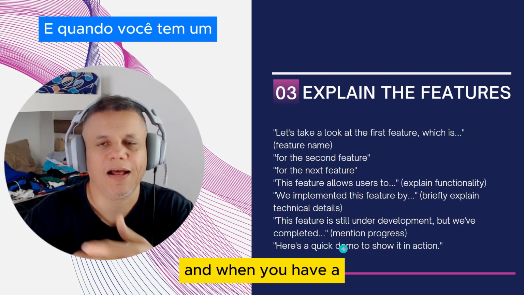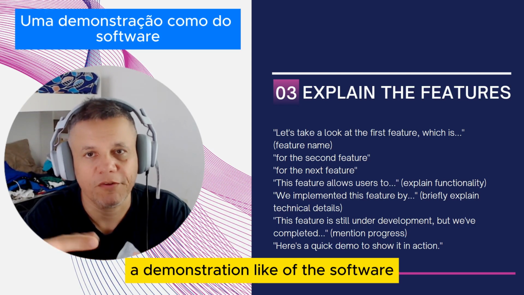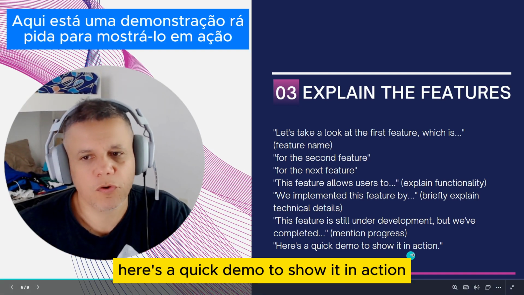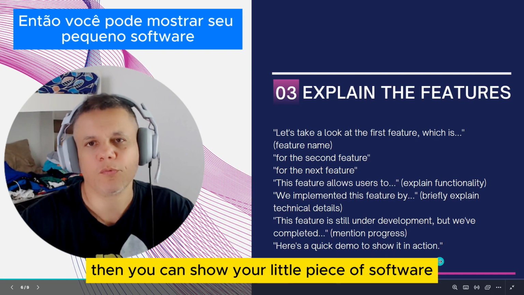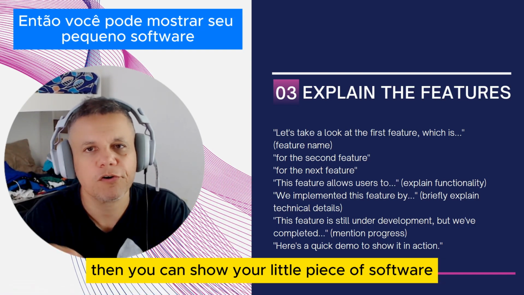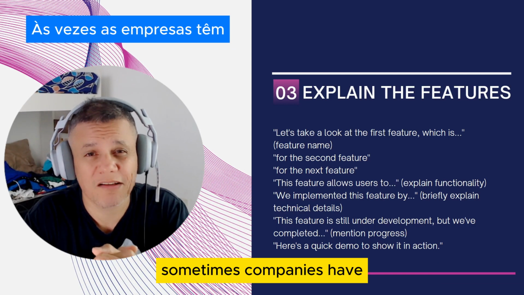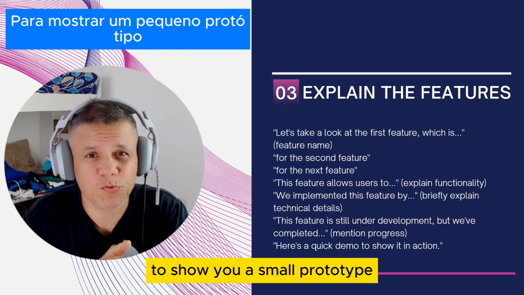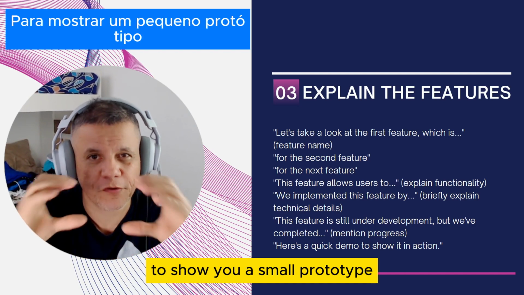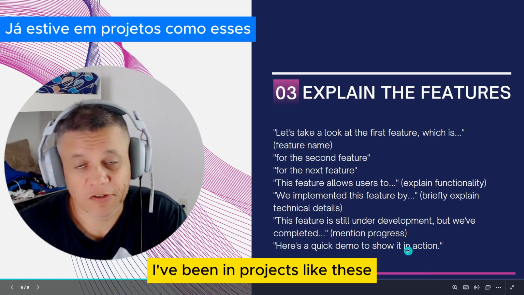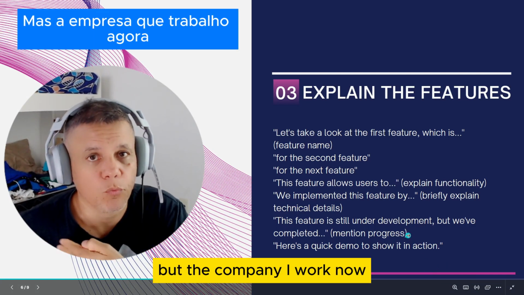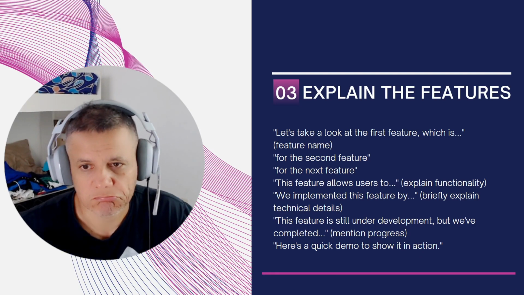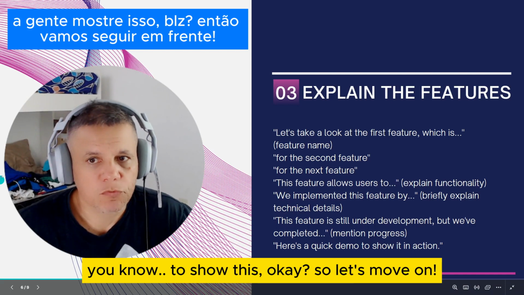And when you have a demonstration of the software, like a prototype, then you can say, here's a quick demo to show it in action. Then you can show a little piece of software. Sometimes companies have a process that requires you to show a small prototype. I've been in projects like this, but the company I work for now doesn't require us to show this. Okay, so let's move on.